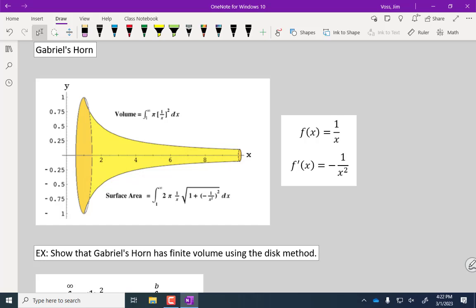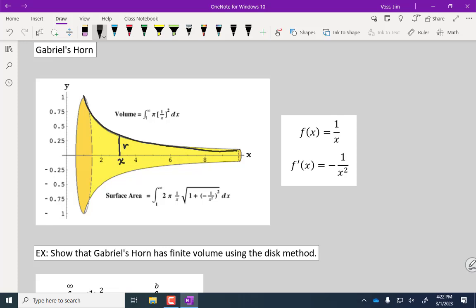So we're going to start with just the regular 1 over x curve right there. And that's going to be rotated around the x-axis. They call it Gabriel's horn. And let's first show that the volume is finite. So the volume, we're going to rotate around the x-axis. So we imagine an element at x, and the radius is just the function.